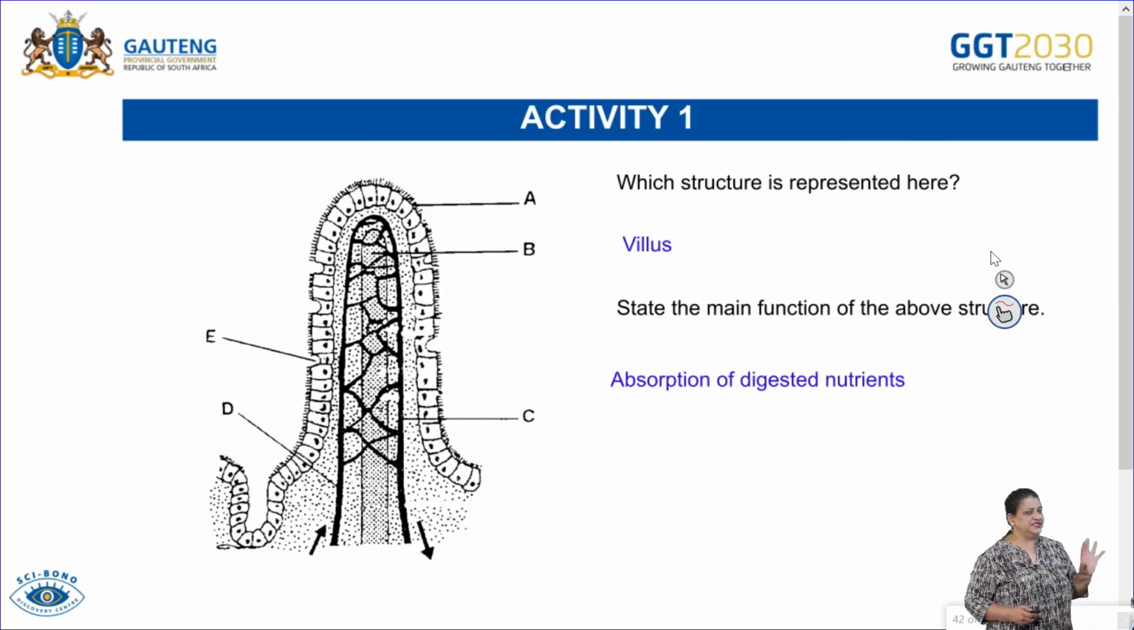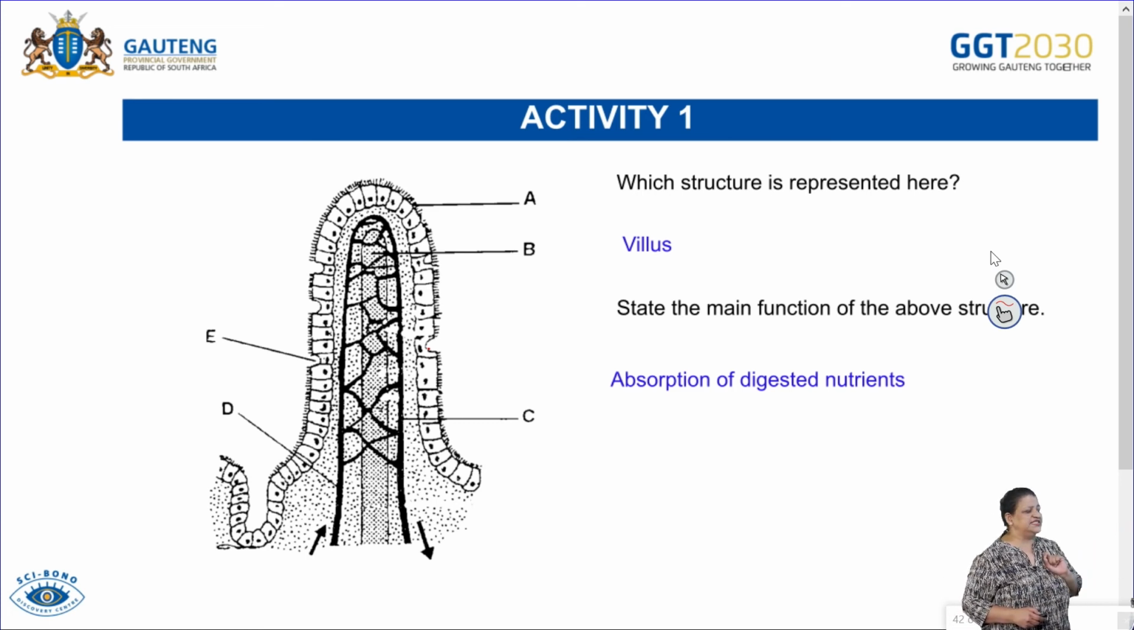Now here, this is the line diagram of the villus. This is what appears in the exam. You can see these hair-like structures here can be called microvilli. Right, here is a goblet cell. E is a goblet cell which secretes mucus.